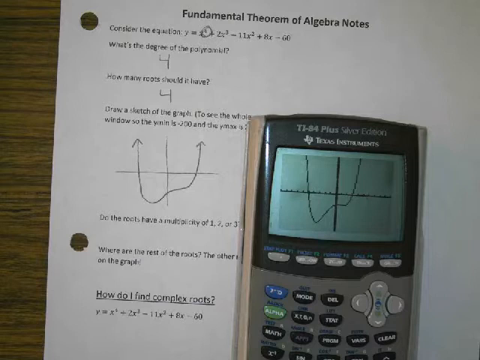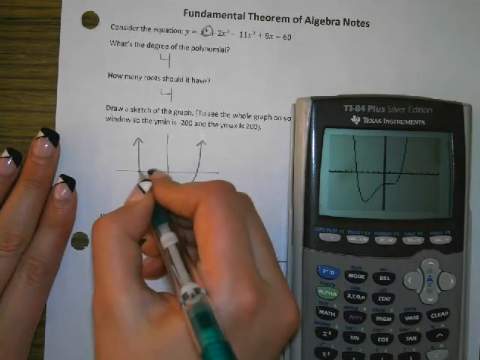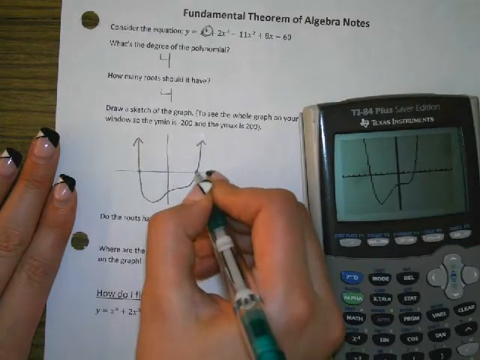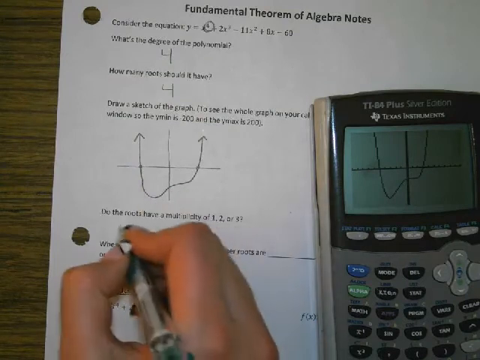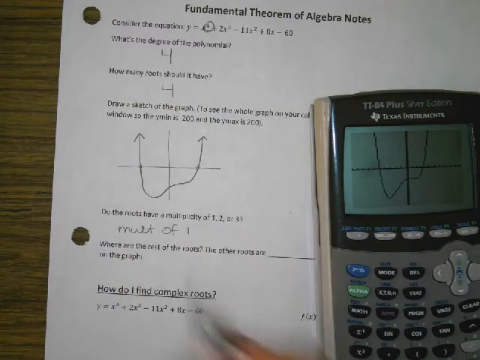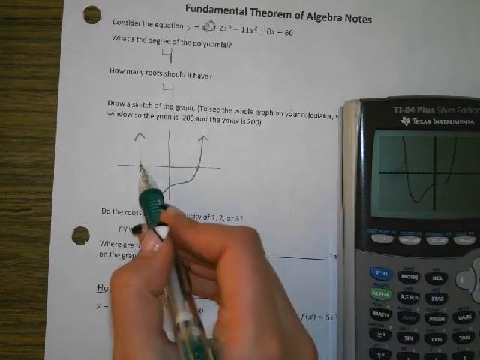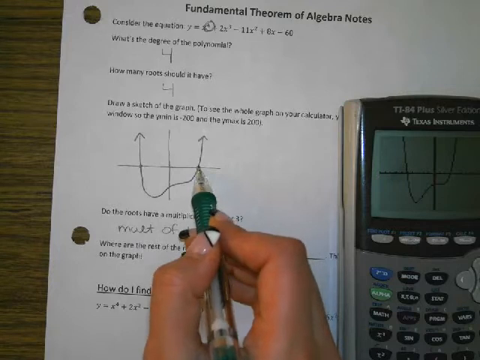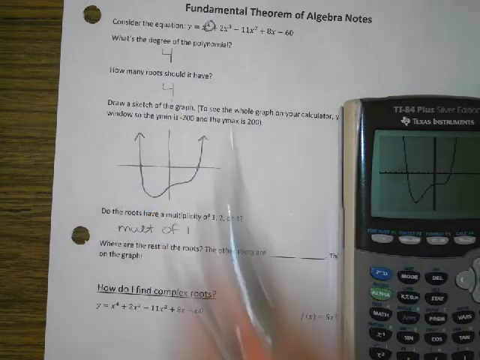All right, so when you look at your graph, does it look like these roots have a multiplicity of 1 or of 2 or of 3? 1. They each have a multiplicity of 1. How do you know it's 1? Because it goes straight through. So from the real x-intercepts, we have 1 answer here and the second answer over here. And how many answers were we supposed to get? 4. That means we're missing 2.